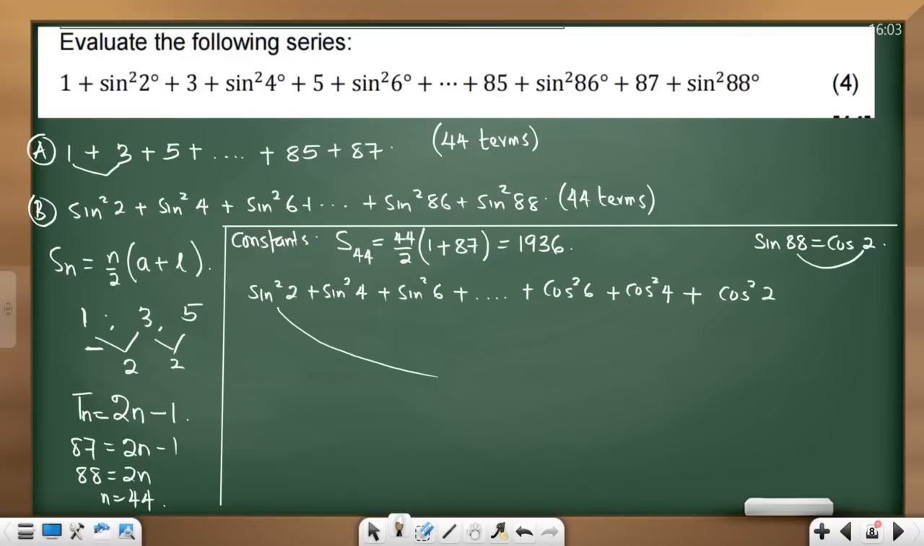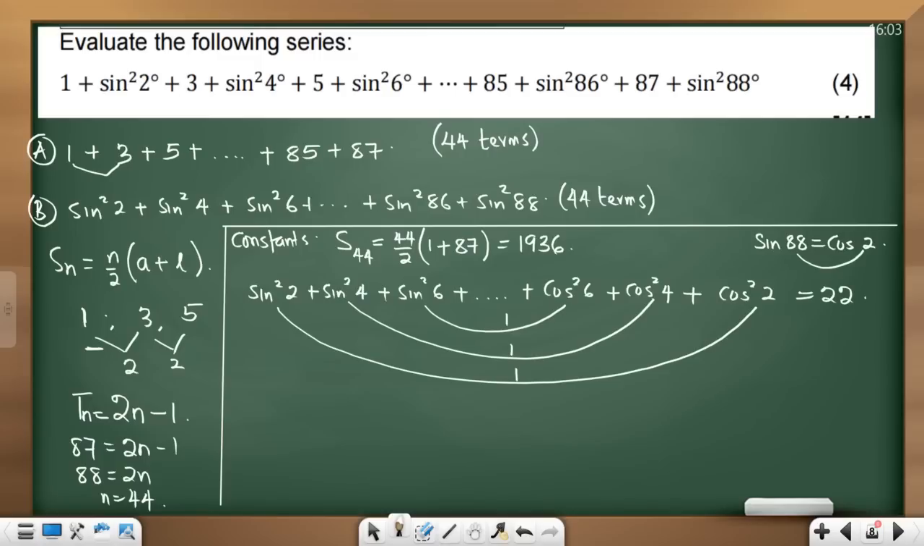Now, do you notice this plus this? Sine squared plus cos squared will give me 1. Another one. Another one. All of these are equal to 1, 1, 1. So there are 44 numbers, but if we start pairing them together, we are going to have 22 pairs. Does that make sense? So this whole thing will be equal to what? 22. There are 44 terms, but each pair gives me 1.